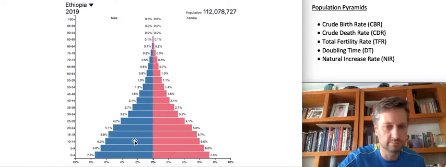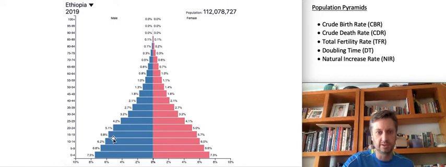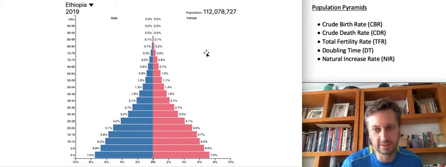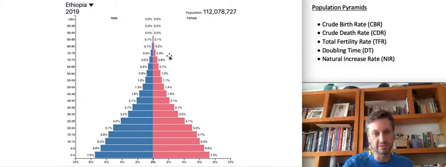What else can we say? Quite steeply sloping sides in this case. That suggests that basically there's quite a rapid die-off of people at every age group as you go through. And the pointed tip suggests that for Ethiopian people, there's a low life expectancy and there's not a great chance of getting to very old age in that country.